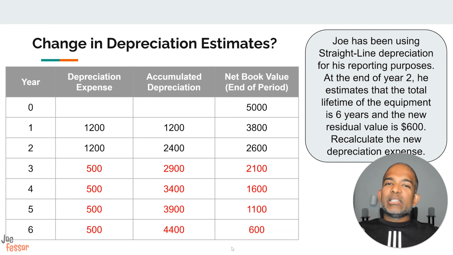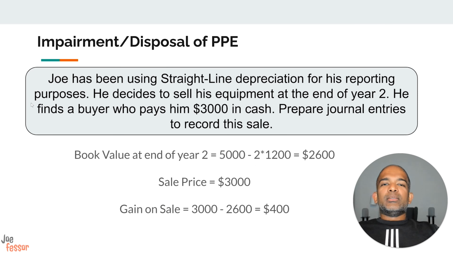So what other complex situations might arise as Joe is using his equipment over time? Sometimes he might want to sell the asset before its useful life has expired. Let's look at that with an example. Joe has been using straight line depreciation for his reporting purposes. He decides to sell his equipment at the end of year 2. He finds a buyer who pays him $3,000 in cash. Prepare journal entries to record the sale.